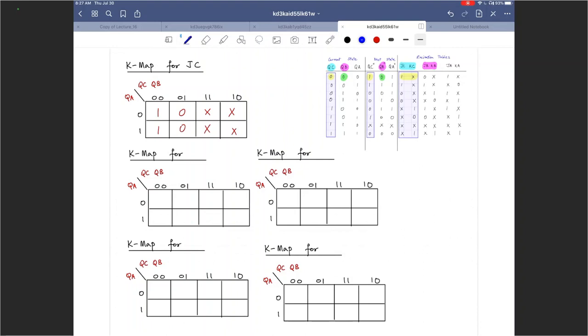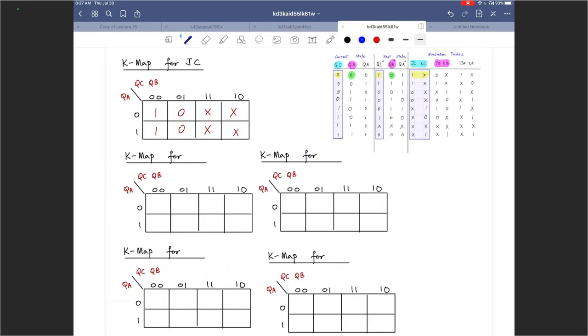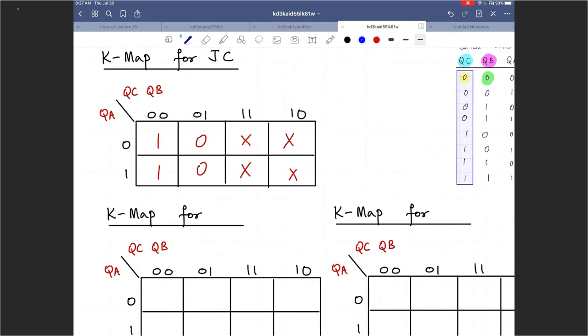implementation. For the simplest implementation, what would be the equation for JC? I would simply combine these two with these two, right? That would be the simplest. And that would mean that my JC equals, what would that be? QB complement, I think. Right, that's it.